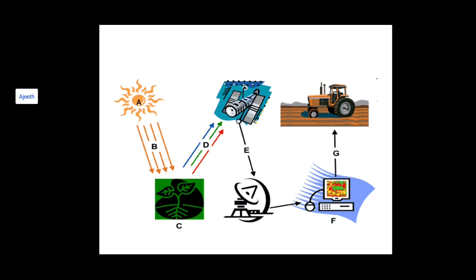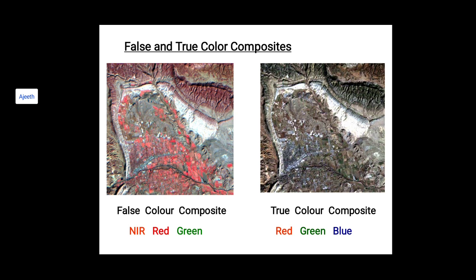There are many open electives in RS and GIS while doing engineering or MTech also. So, false and true color composites. False color composite, right? NIR, red and green. That could be false color composition, right?